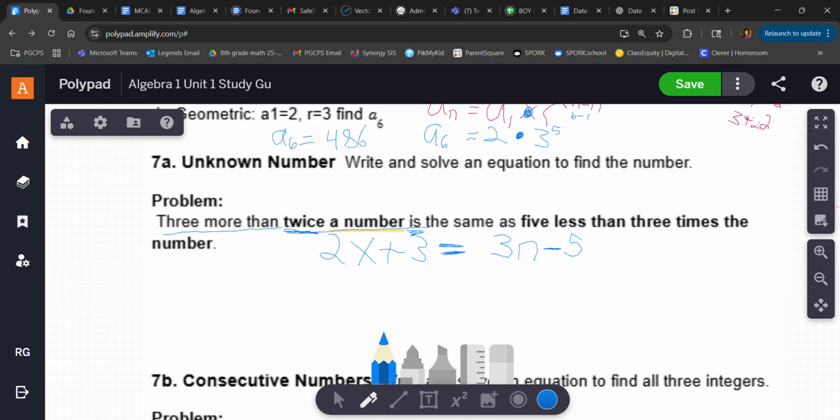Once you write the proper equation, then you can solve it using our SCAM method, which means how to solve equations using simplifying by using distributive property, if there is any, combining like terms, if there is any, doing the inverse operations of addition and subtraction, and then the inverse operations of multiplication and division, with the ultimate goal of isolating the variable.